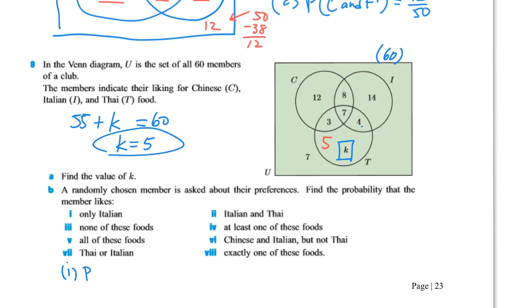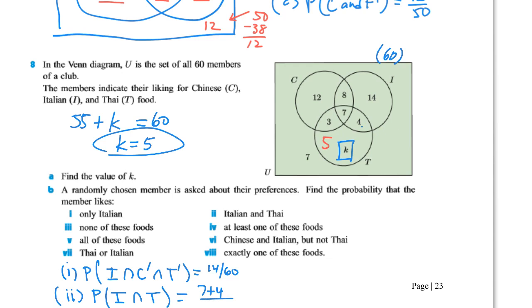Part 1, only Italian. So if you say only Italian, that's Italian and not Chinese and not Thai. So the number in that region is 14 out of 60. Part 2, Italian and Thai. Italian and Thai shares a region that's got the 7 and the 4 in it out of 60, so 11 out of 60. Now I realize those 7 people also like Chinese, but that's okay. They count as liking Italian and Thai.